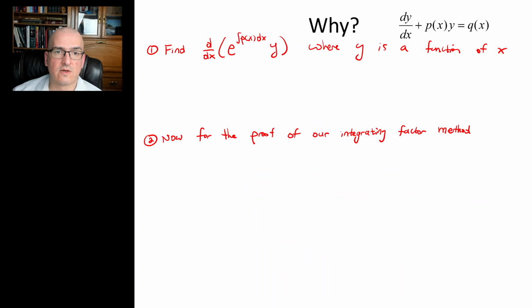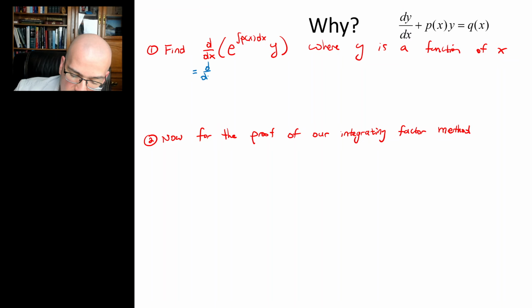But why? Why does that structure solve that particular type of differential equation? I'm going to answer that question in 2 steps. The first step is a derivative exercise. How do we take the derivative of our integrating factor times y? And we'll see why that expression is important in the second part of the proof. So let's take the derivative of e to the integral of p of x dx times y. I'm going to rewrite that in a little bit of a nicer form.